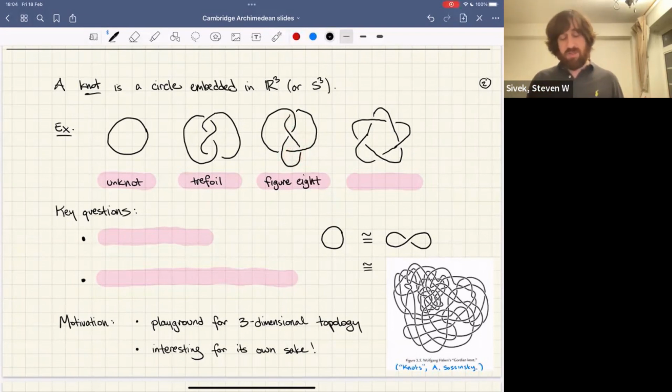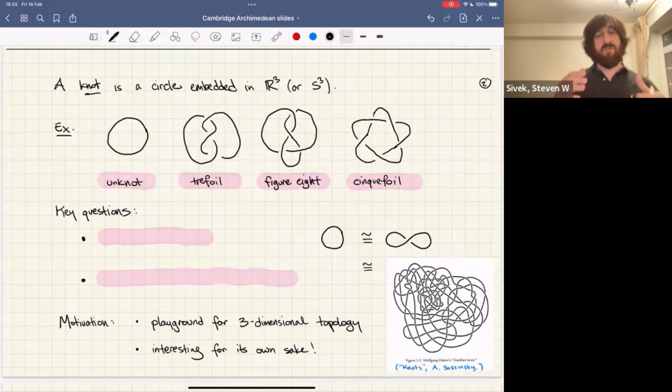And then, here's the next simplest one in some sense. And this is, maybe if you want to show off your vocabulary, you might call this the cinquefoil. It's like a trefoil, but with sort of 5 petals instead of 3.